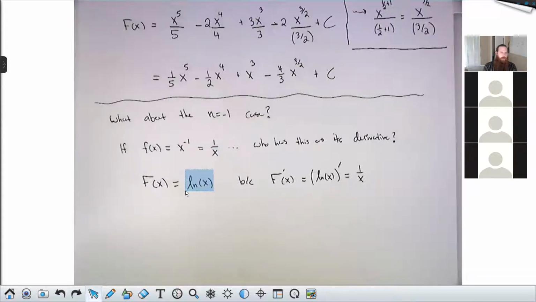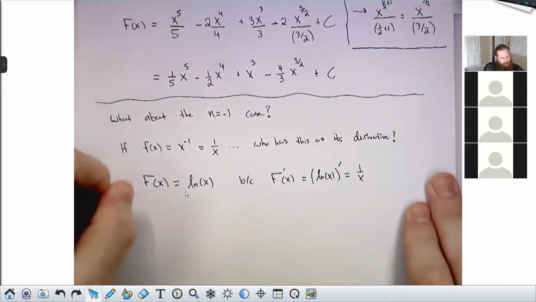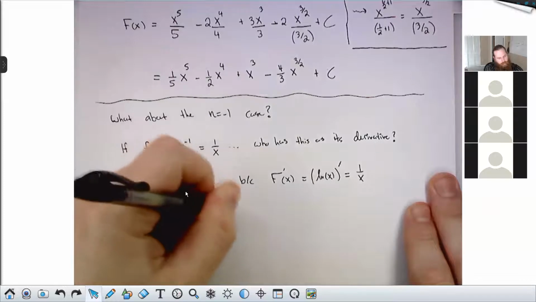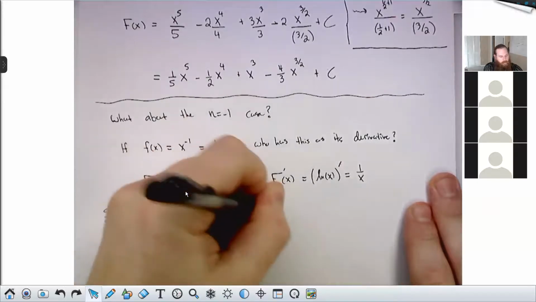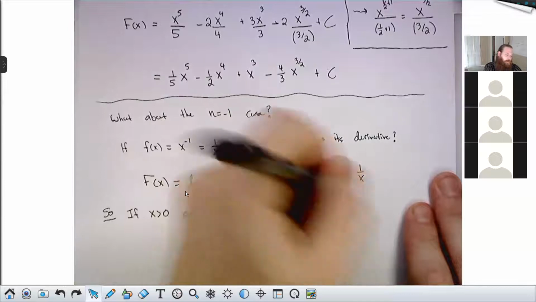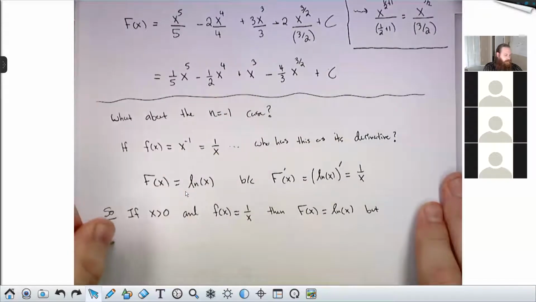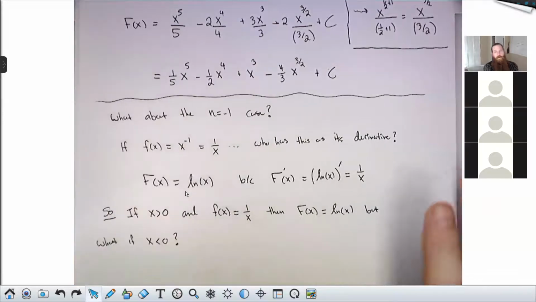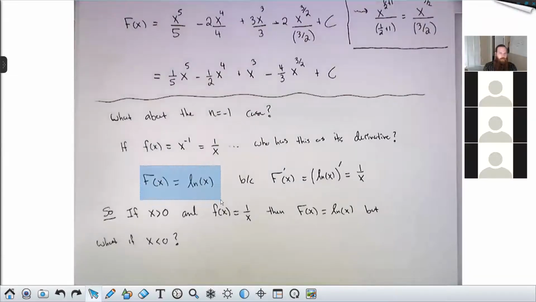What's the domain of the natural log? All above 0. Yeah, just the positive numbers. So if x is greater than 0 and little f is 1 over x, then capital F is ln x. But what if x is less than 0? Or what if you have a combination of the things? What if I want to do something with this antiderivative that involves values of x that are suitable to plug in here, but aren't suitable to plug in here?